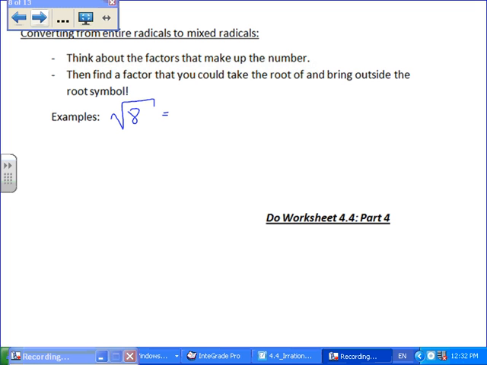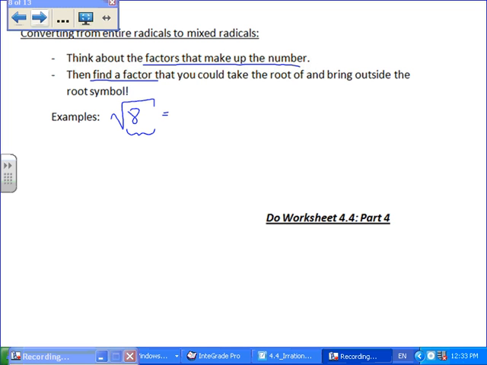So you could try that square root of 8 and say, that doesn't give me a nice answer. I could represent this radical as a mixed radical instead of an entire radical. So what I'm asking myself is, is there a factor of 8 that is a perfect square that I could bring outside of the root symbol? So think about the factors first that make up the number inside your root symbol. Then find a factor that you could take the root of to bring outside the root symbol.